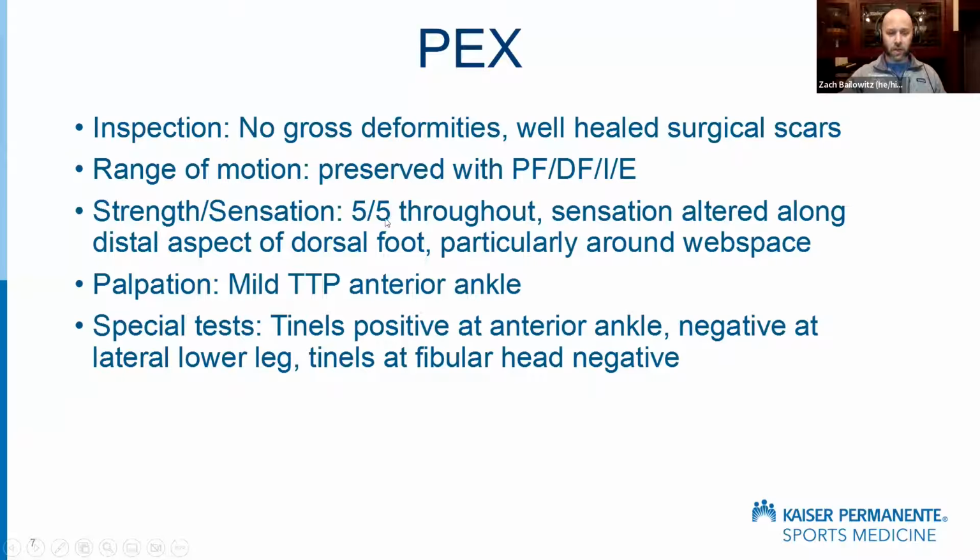Her strength and sensation, she had 5 out of 5 strength throughout. And when you talk about 5 out of 5 strength in this particular area, you want to make sure that you're checking, of course, the myotomes from a lumbar standpoint. So hip flexion and knee extension, you're still checking. But also you want to make sure that you're checking both hallux extension versus the rest of your toe extension, and also, of course, ankle plantar flexion, dorsiflexion, inversion, and eversion.